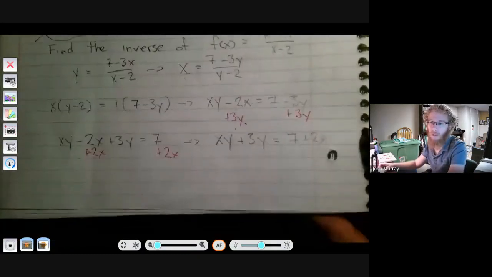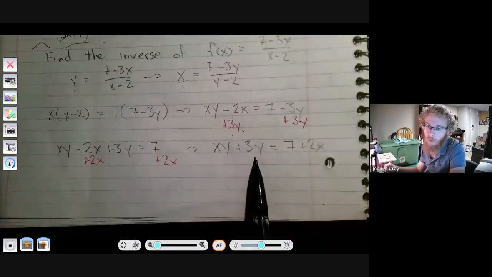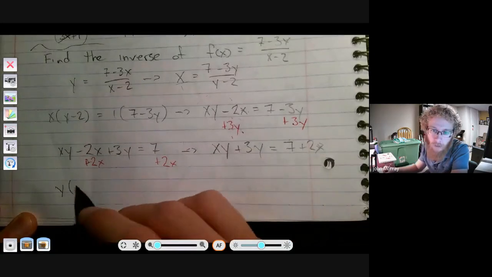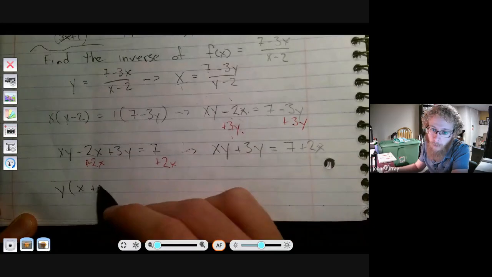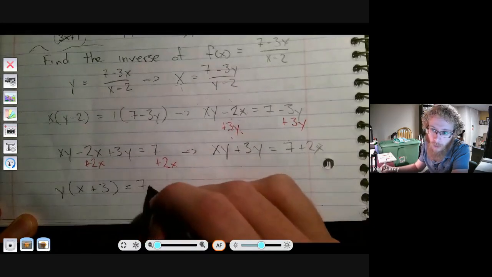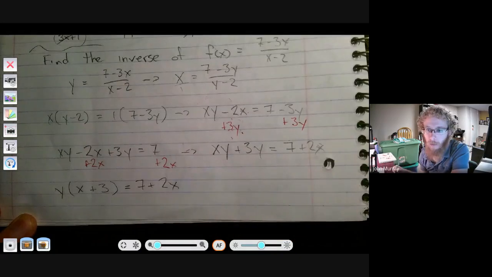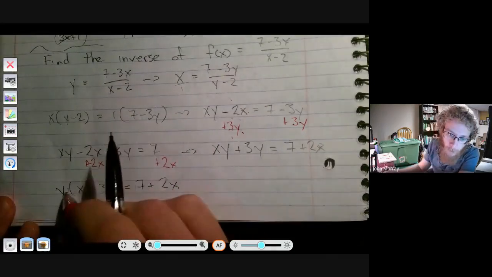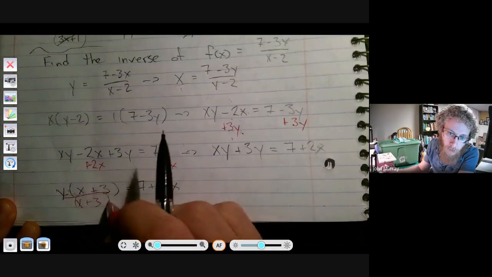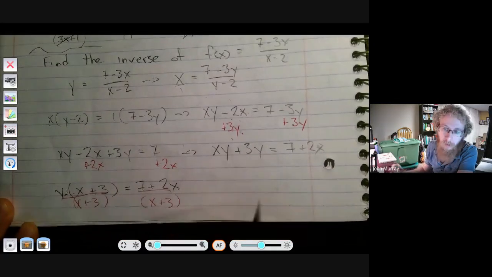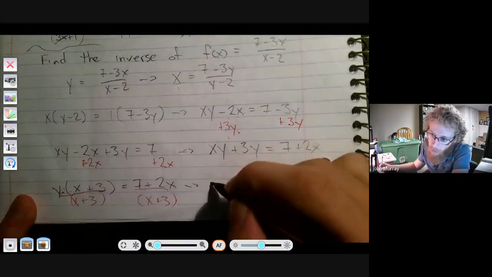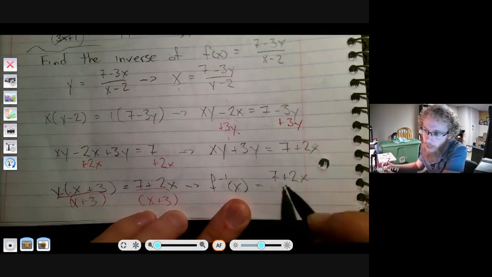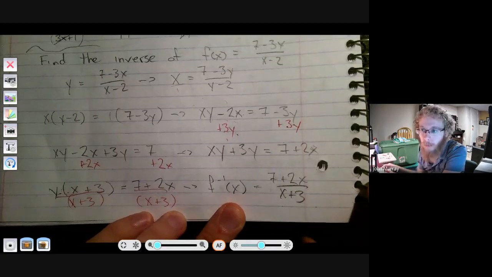All right, almost there. We have our y's on one side, but there's 2 of them. So remember, we can factor that out. What do I have left over when I factor out a y? I have an x plus 3. I haven't touched the left side yet: 7 plus 2x. The y is by itself. We're multiplying y by all of that, so I'm going to divide. I'm kind of skipping a step, but we can say that the inverse is going to be 7 plus 2x over x plus 3.